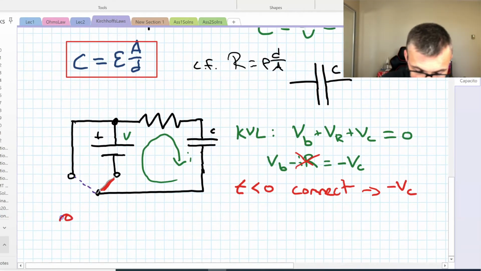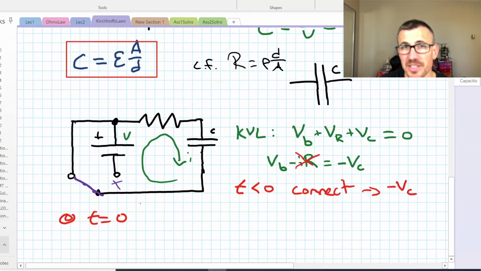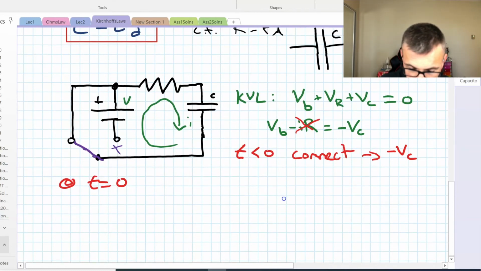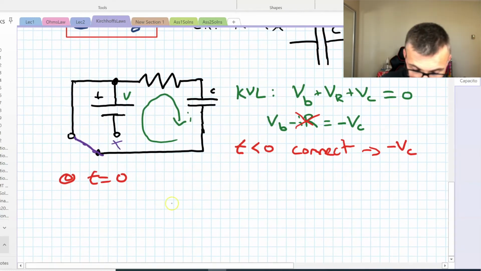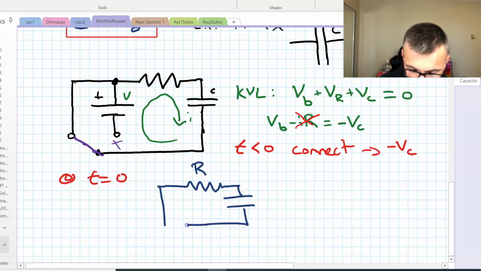And then at time t equals 0, we're going to switch over. So we'll close that switch, and that battery is no longer in the picture. There's nothing connected here, so it's basically just sitting there doing nothing. And our circuit looks much simpler. We have a resistance, let's just abstractly call it R, and a capacitor with some voltage across it.